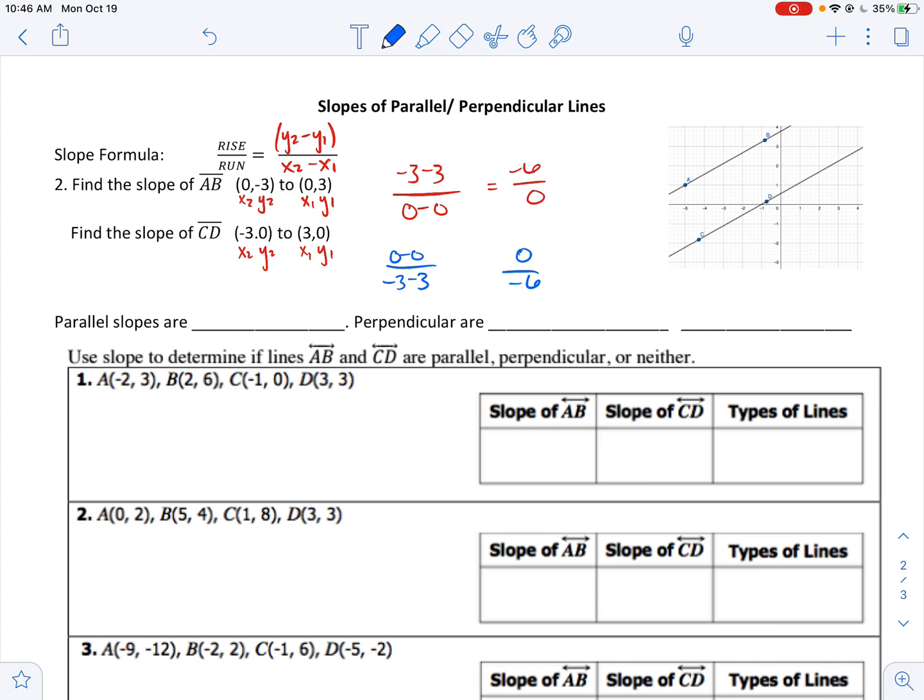And once we find these, we're going to look for very specific types of slopes. Parallel slopes and perpendicular slopes. That's really what we're going to focus on. So parallel slopes are the same number, the same fraction, whereas perpendicular slopes are opposite reciprocals.